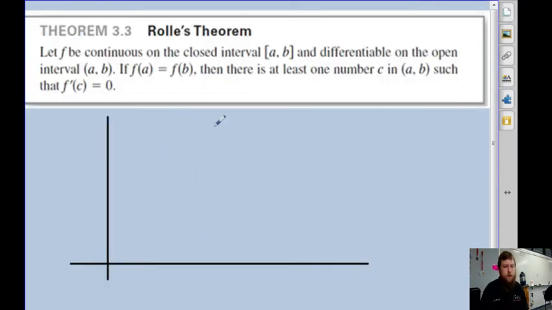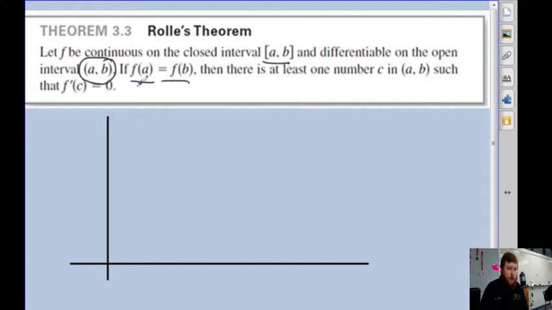So here's Rolle's theorem. Let's say f is a continuous function on the closed interval [a, b] and differentiable on the open interval (a, b). That means everywhere except for a and b. If f of a equals f of b, that means there's at least one number c in (a, b) where f prime of c is equal to 0.